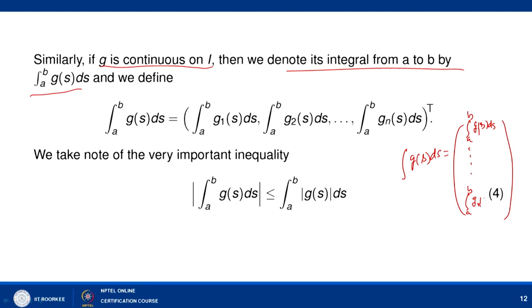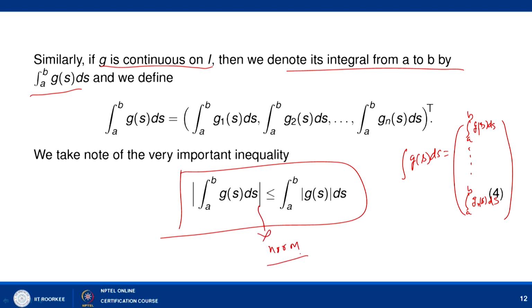That is how we define the integral of a vector valued function, and most of the time we use this important inequality: the norm of the integral from a to b of g(s) ds is less than or equal to the integral from a to b of the norm of g(s) ds. Here this represents the norm of a vector valued function. We will talk about this norm a little bit later, and we will see what kind of function is defined as a norm of the function.